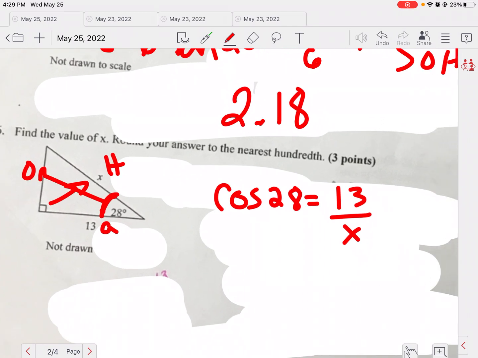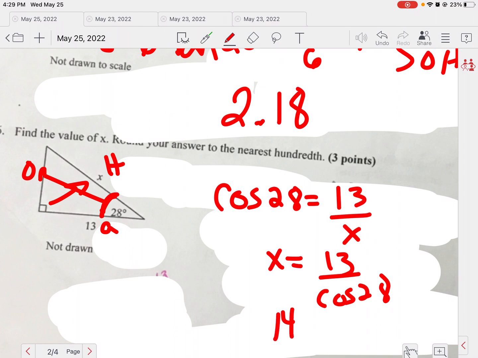Okay. Remember the shorthand, if x is on the bottom, we can just switch the cosine or sine or tan, whatever it is, and x. So we get x equals 13 divided by cosine of 28. And I'll go ahead and divide that in the calculator. 13 divided by cosine of 28. And that would be 14.72. Make sure you're rounding to 2 decimal places if it says nearest hundredth, because we don't want to lose a half a point just because we're not rounding correctly.